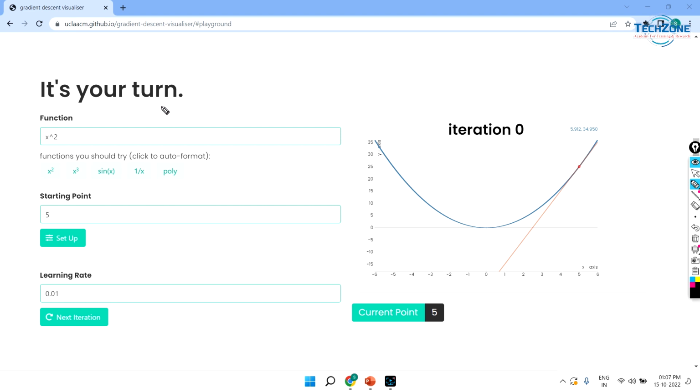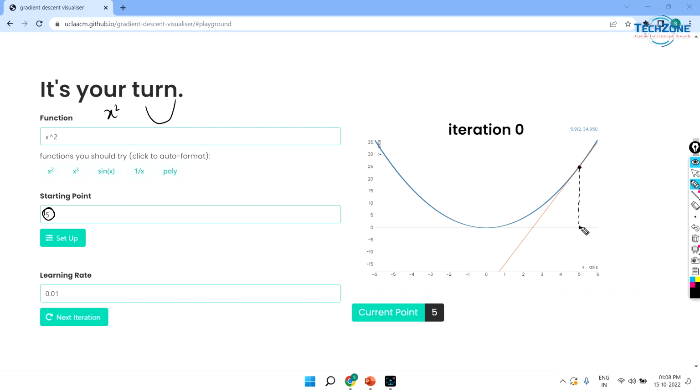Okay, I wanted to show you the visualization of gradient descent. So here we took the curve as x square. So this U-shaped curve is x square. If you draw the graph of x square, you will get a U-shaped curve like this. And what is our starting point? Our starting point is 5. So here this is our starting point. So initially it is 5.